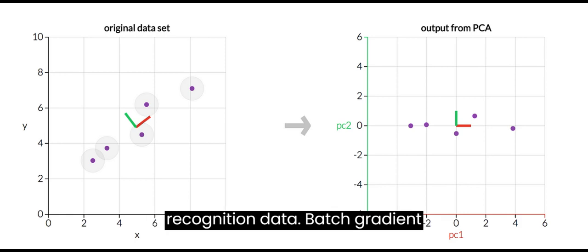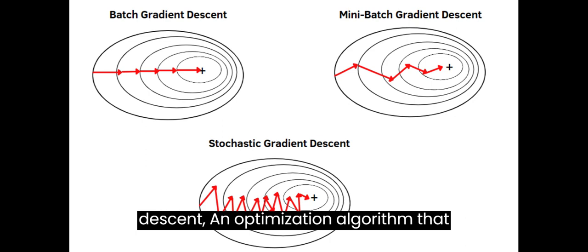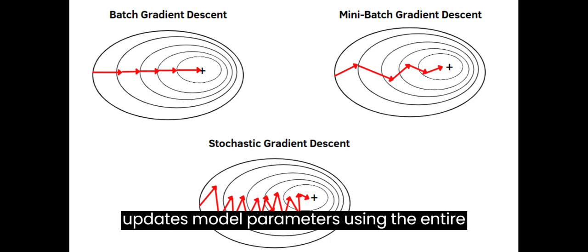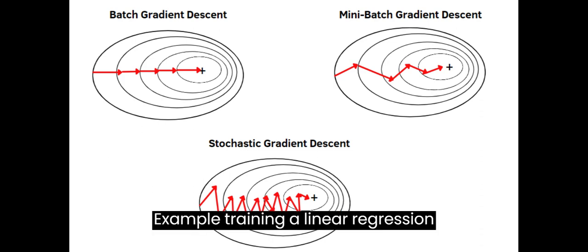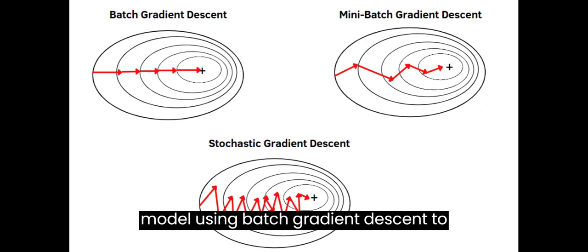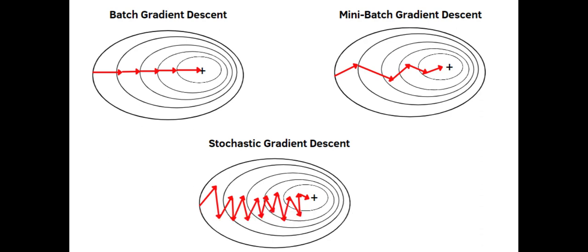Batch gradient descent, an optimization algorithm that updates model parameters using the entire dataset in each iteration. Example: training a linear regression model using batch gradient descent to find the best fit line.